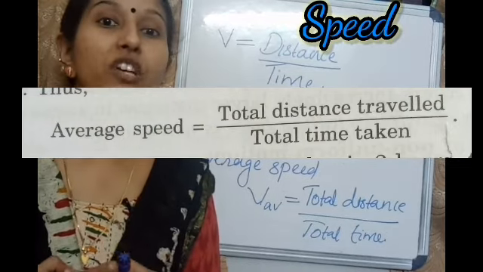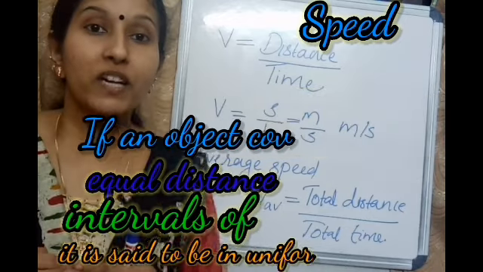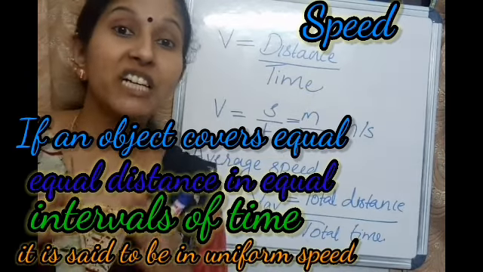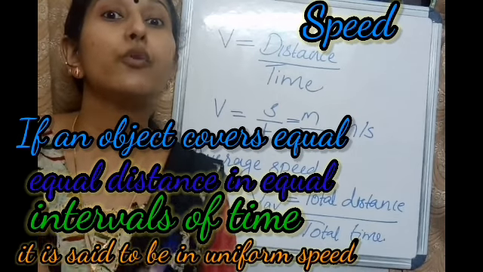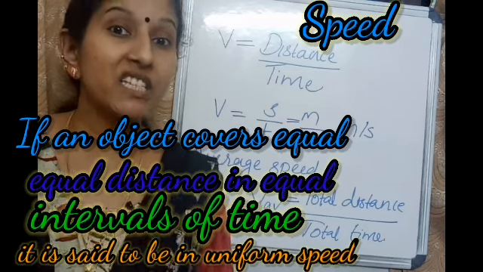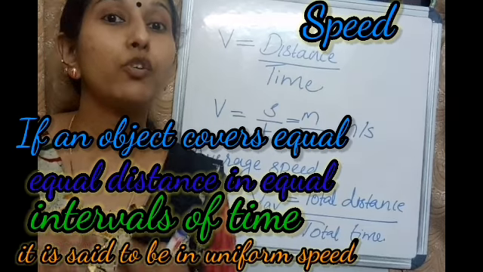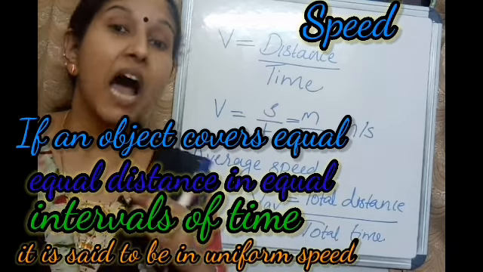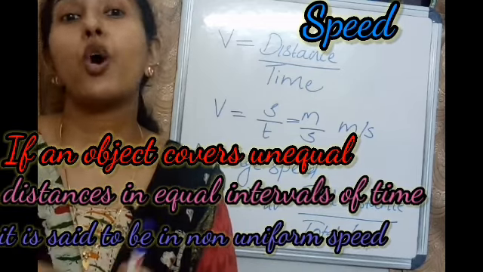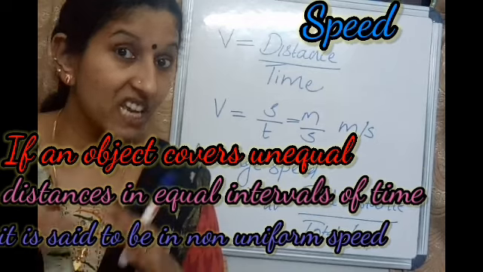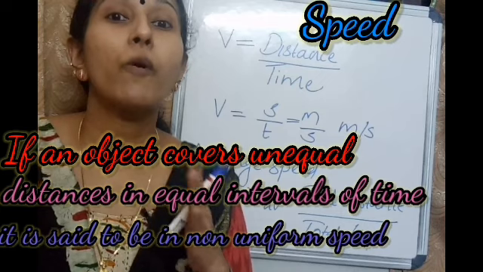Okay, now we are going to discuss uniform speed and non-uniform speed. What is uniform speed? If an object covers equal distance in equal intervals of time, it is said to be in uniform speed. If an object covers unequal distances in equal intervals of time, it is said to be in non-uniform speed.